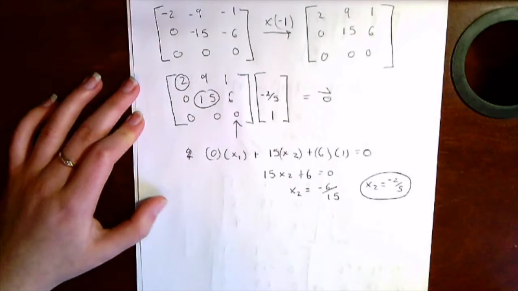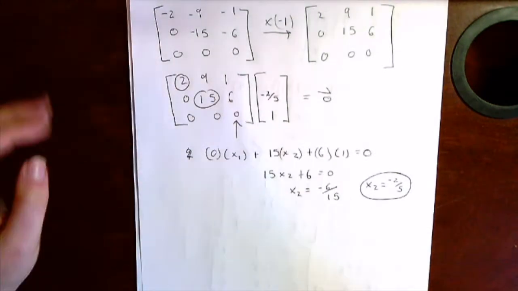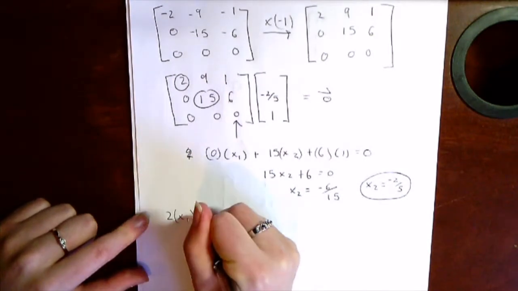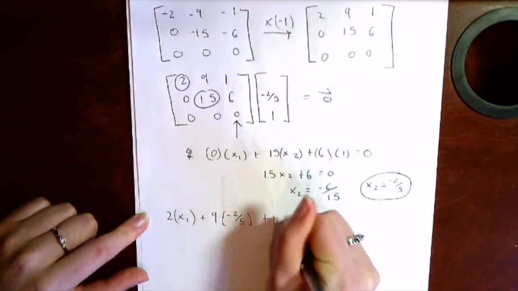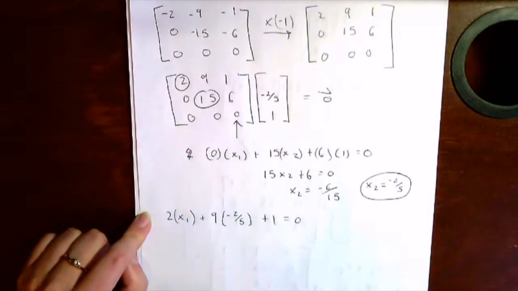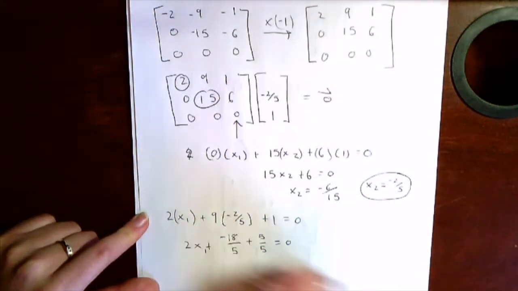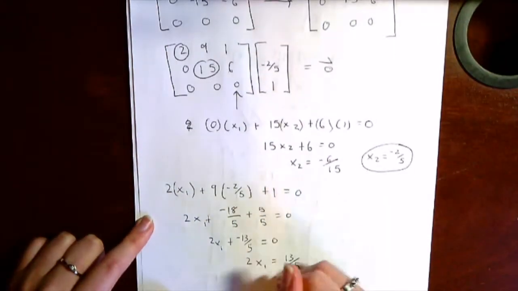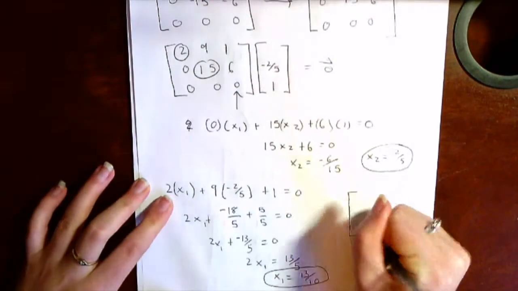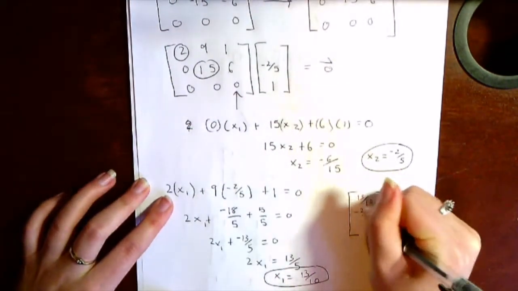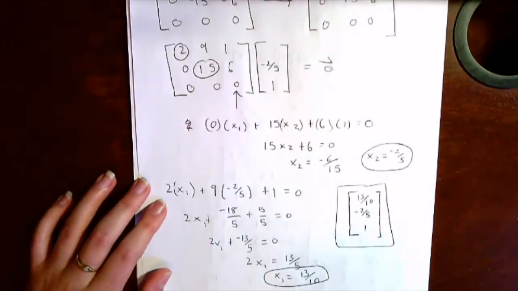To find the first component of the null space vector, you can set up a simple algebra equation and solve for x1. You have 2 times x1 plus 9 times negative 2/5 plus 1 equals 0. You solve for x1 and end up with 13/10. The vector that is the basis for the null space is 13/10, negative 2/5, 1.